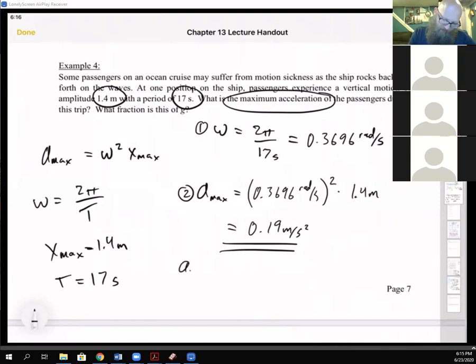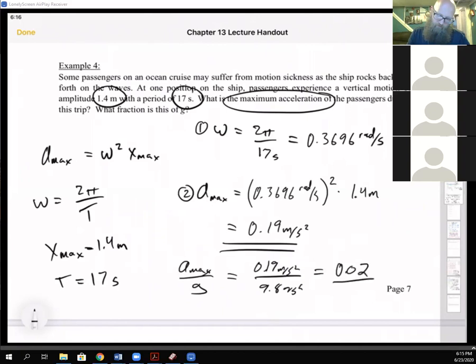Well, it's A max over g, right? So that's 0.19 meters per second squared divided by 9.8 meters per second squared. So that's basically 0.2 divided by 10. So that should be 0.02. So that's like 2% of the acceleration due to gravity. Although we don't normally experience the acceleration due to gravity, right? Because we're not actually in free fall.